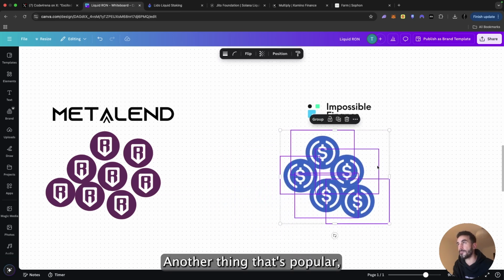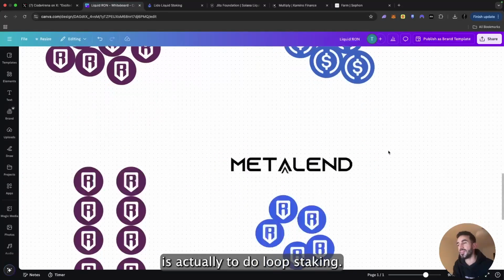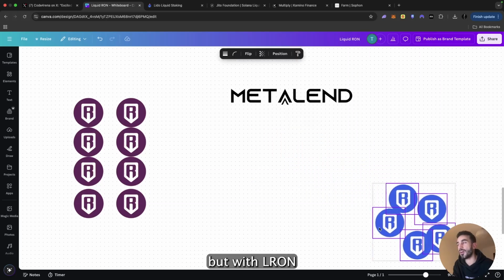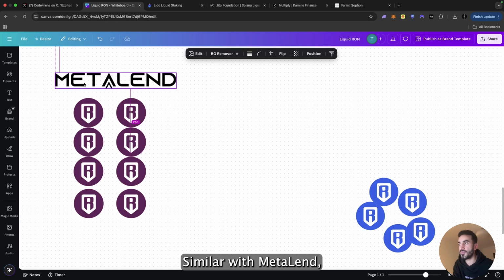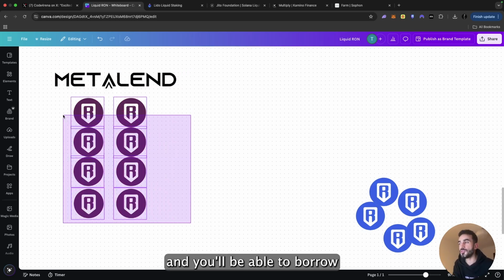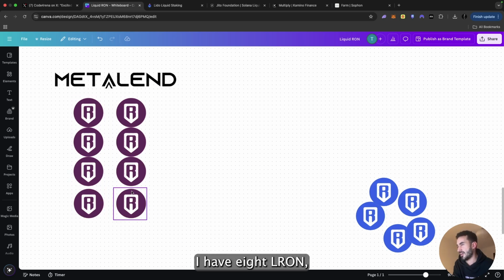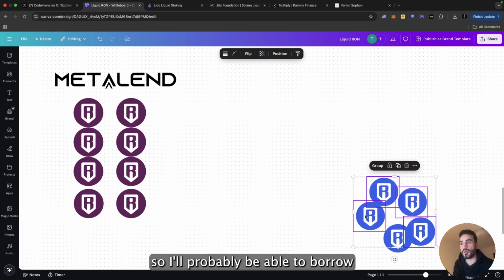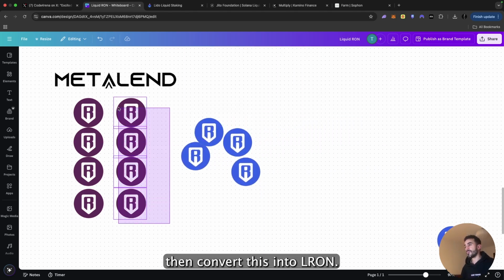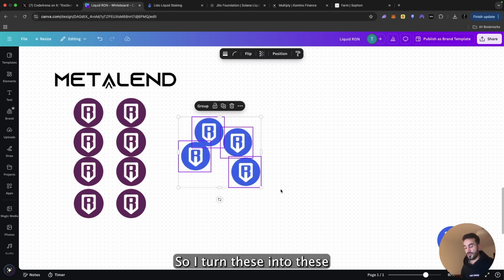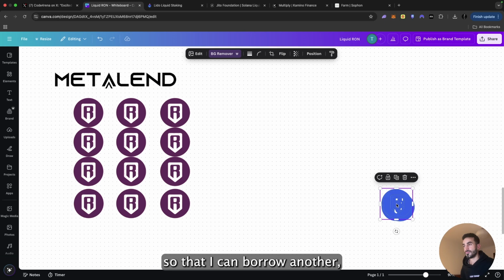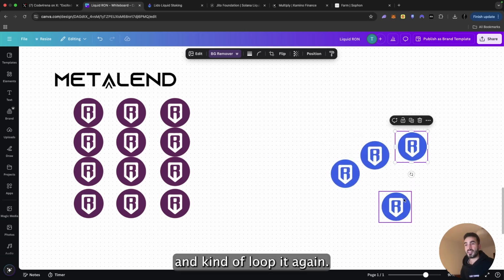Another thing that's popular, and I can show you guys examples in the other ecosystem, is actually to do loop staking. Now, I've done a video on how to do this manually, but with LRON, it'll make it a lot easier. Similar with MetaLend, you can lock all your LRON to them. You could even lend it out to them, and you'll be able to borrow against it. So here, again, I have 8 LRON, so I'll probably be able to borrow up to 4 RON. Now, some people like to then convert this into LRON. So I turn these into these and restake it so that I can borrow another probably 2 or 3 and kind of loop it again.